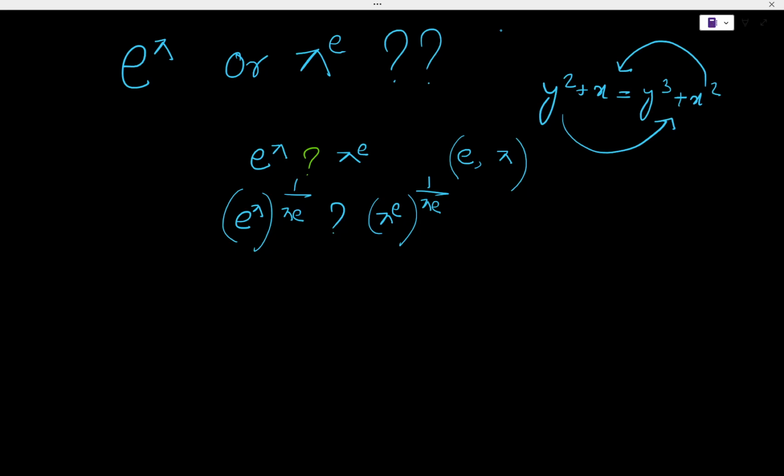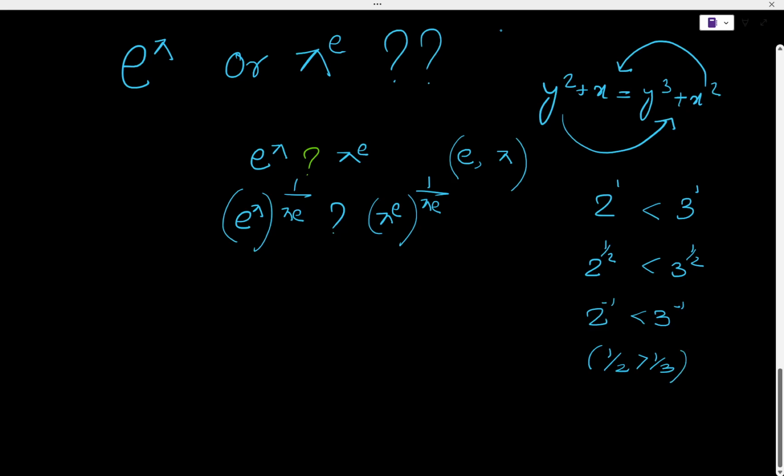Just to drive that point home, if I have something like 2 is less than 3, I can raise both these sides to some positive power, let's say half. So square root of 2 is still less than square root of 3, so that's not an issue. However, I cannot raise them to negative powers. I cannot say 2 to the power minus 1 is less than 3 to the power minus 1. In fact, on the contrary, we know that half is more than one third. So this is wrong. But since both the sides are positive and we are raising them to positive powers, this is fine.